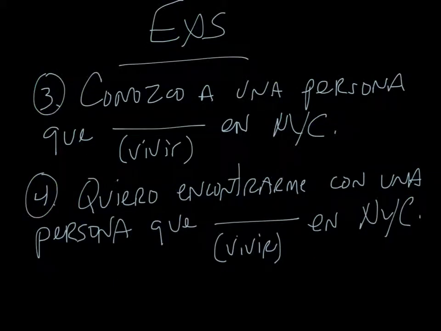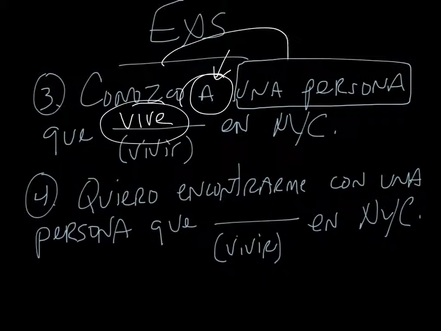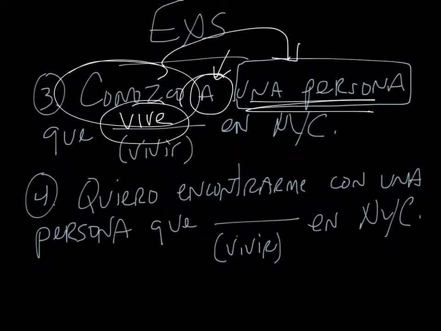Conozco a una persona que blank in Nueva York. Is this person being described existent or non-existent? And the answer is they're existent. I know a person that lives in New York. Vive, we want to use the indicative tense. This personal a here tells us that this person being described exists, plus you know them. You got to look at the nature of the verb.